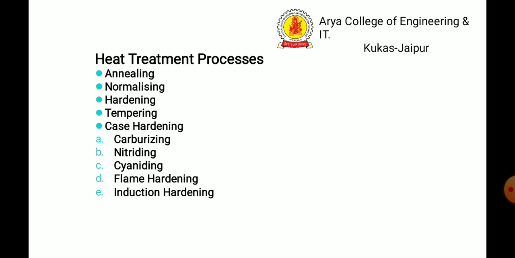The main heat treatment processes involved, the very first one is annealing, then normalizing, hardening, tempering, then case hardening, which is further subdivided into carburizing, nitriding, cyaniding, flame hardening, and induction hardening. These processes are mainly based on the temperature range, the time of holding, and the cooling method. So these are three parameters having importance when we study these heat treatment processes.